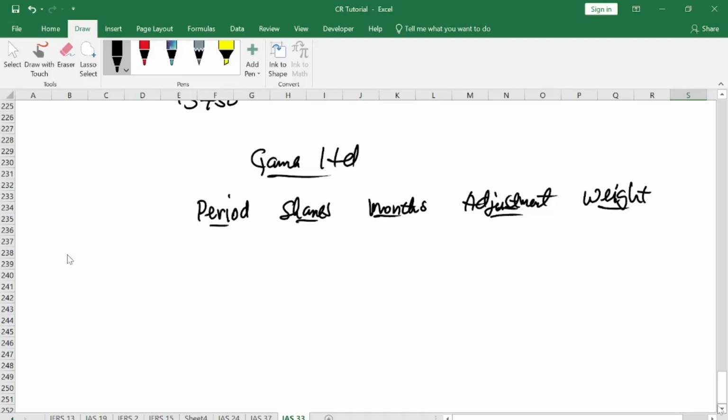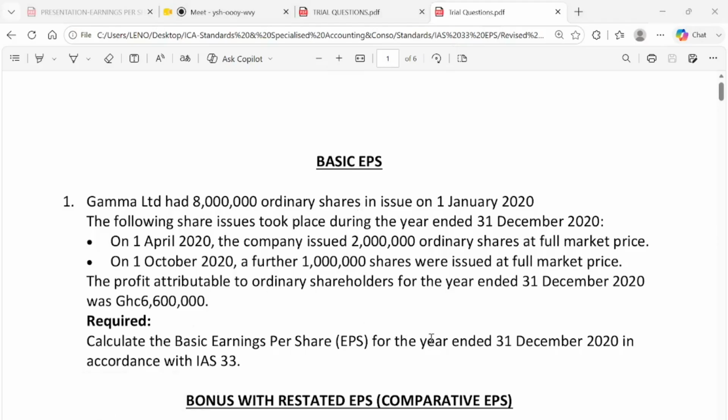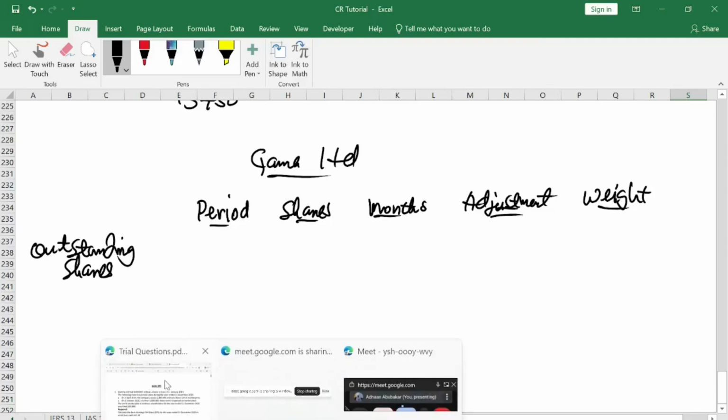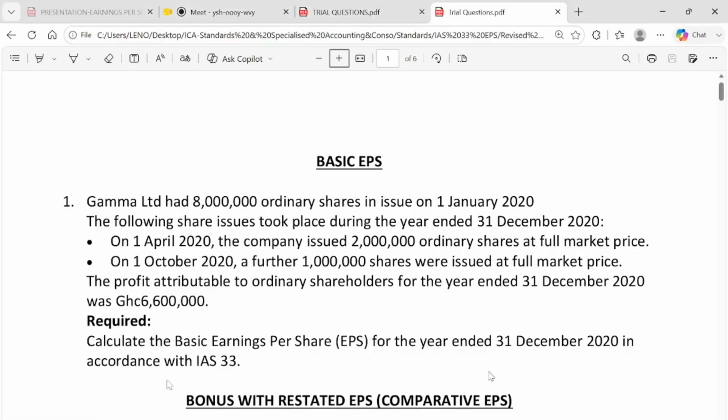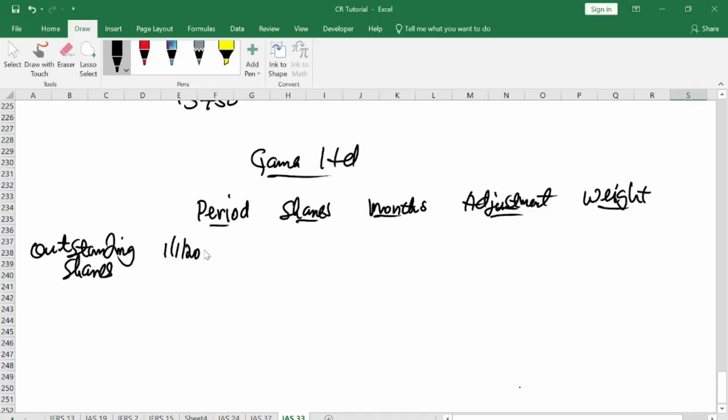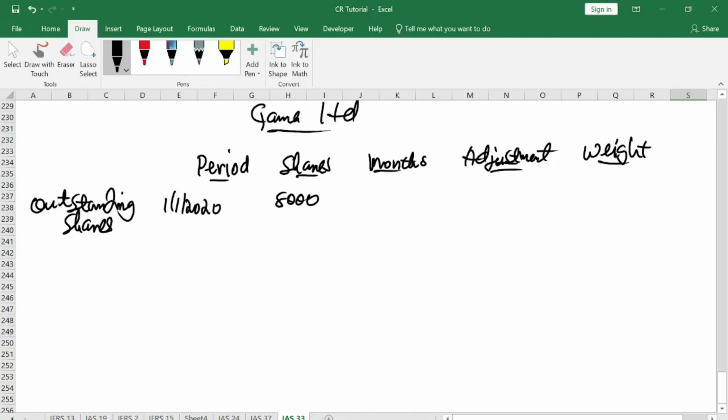Now, Gamma Limited has outstanding shares at the beginning of the accounting year: 8 million ordinary shares. Let us drop 3 zeros. The accounting year starts on 1st January 2020, when the number of shares was 8 million. So let's make it 8,000. Did they issue a new share? Did they issue another share?